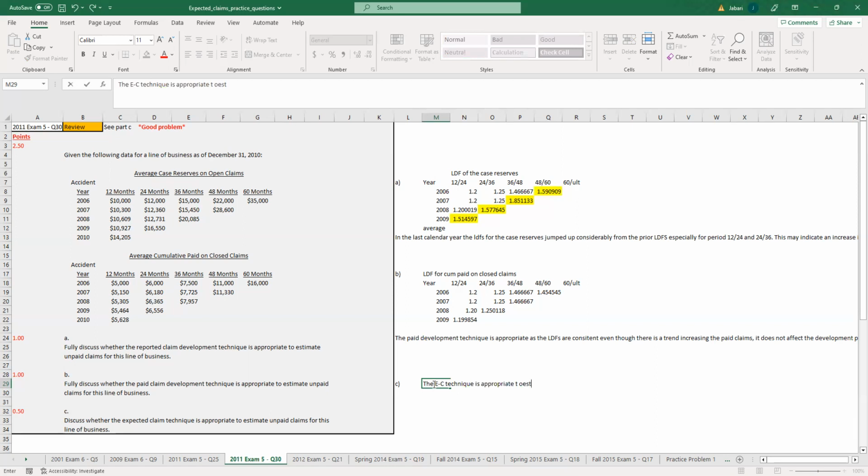to estimate as long as the premium is adjusted to account for the increasing trend that we see. Otherwise, it will underestimate. Premium, slash the ECR, is not adjusted.